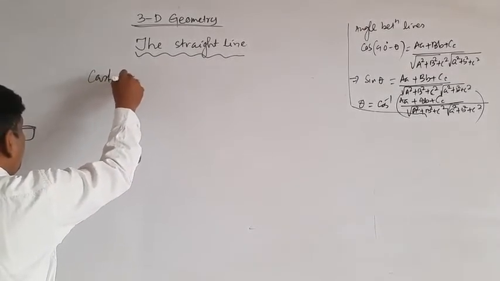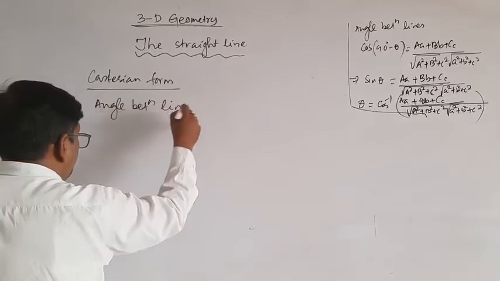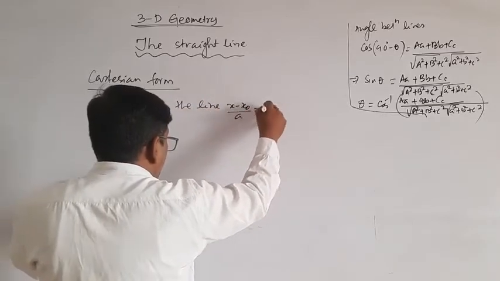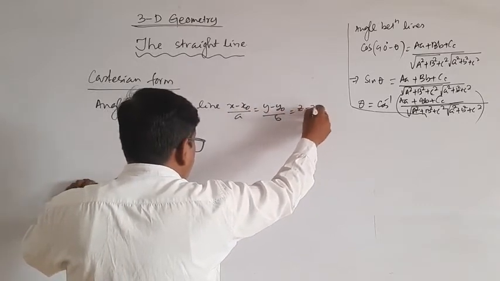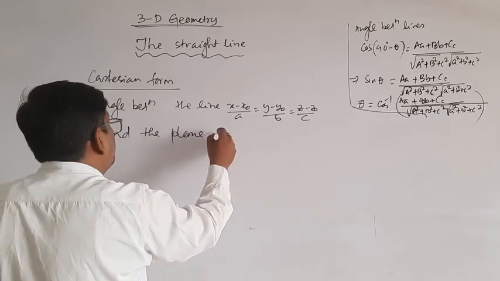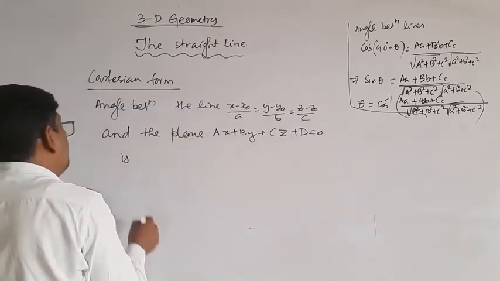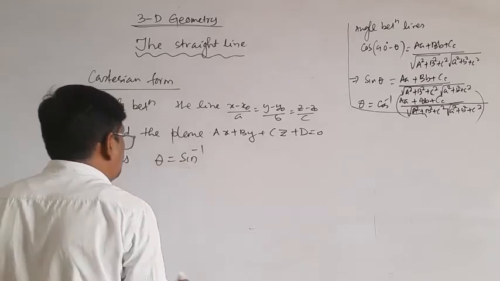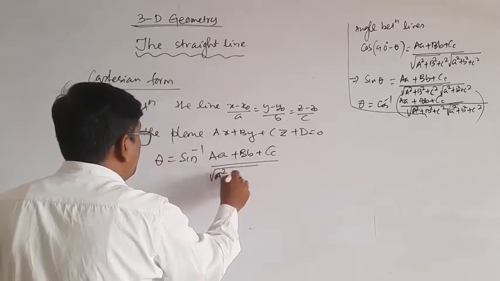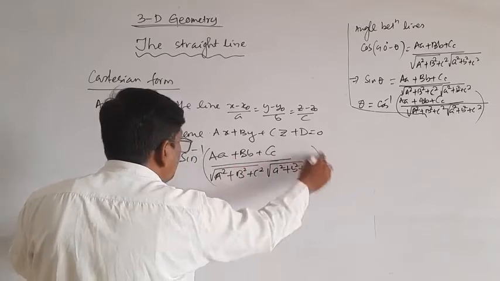Cartesian form: the angle between the line (x minus x naught) by a, (y minus y naught) by b, (z minus z naught) by c, and the plane Ax plus By plus Cz plus D equal to 0 is given by theta is equal to sin inverse of (aA plus bB plus cC) divided by square root of A square plus B square plus C square into square root of a square plus b square plus c square. This is the angle between the line and plane.